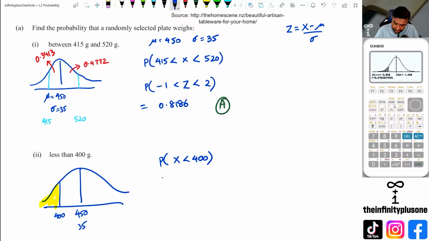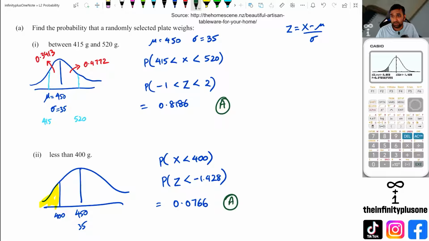We're going to write this as probability of Z less than -1.428, and then that probability is equal to 0.0766. So again, this question will be worth an achieved.